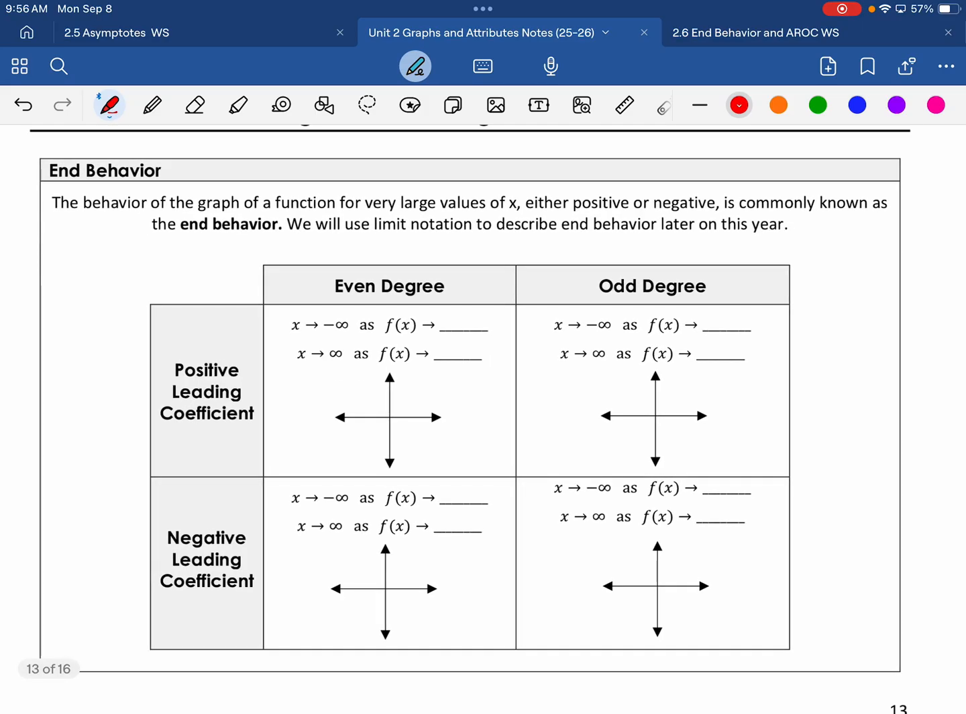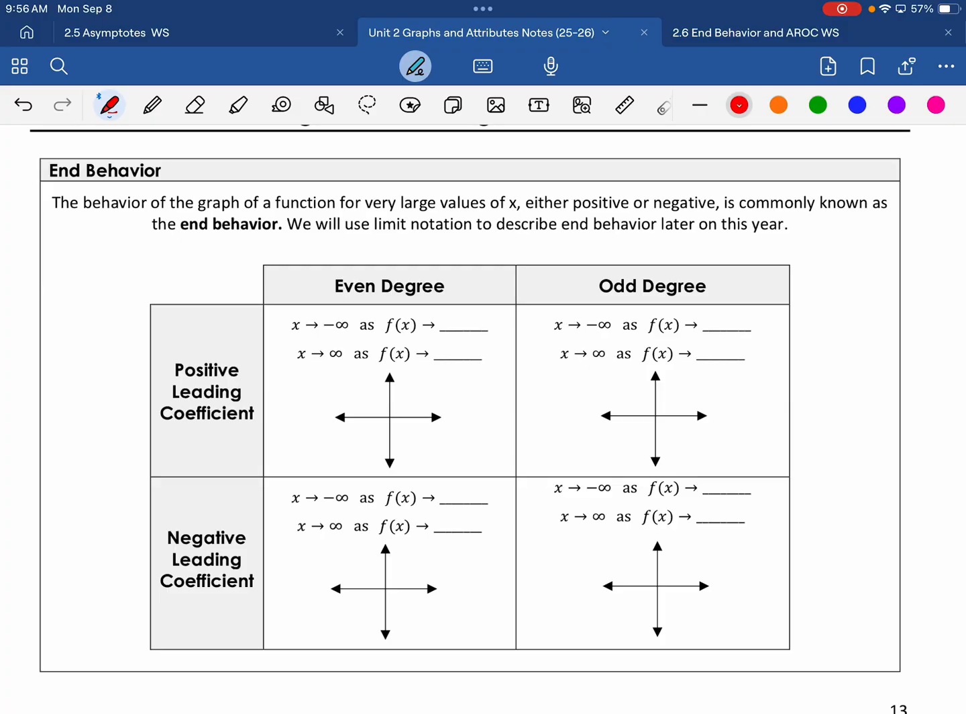The behavior of the graph of a function for a very large value of x. So we will either take x to positive infinity or negative infinity, and that is known as end behavior. We will use end behavior again, and when we talk about it again, we're going to use limit notation, but that's going to be later. All right, so this will not be the last time you see end behavior.